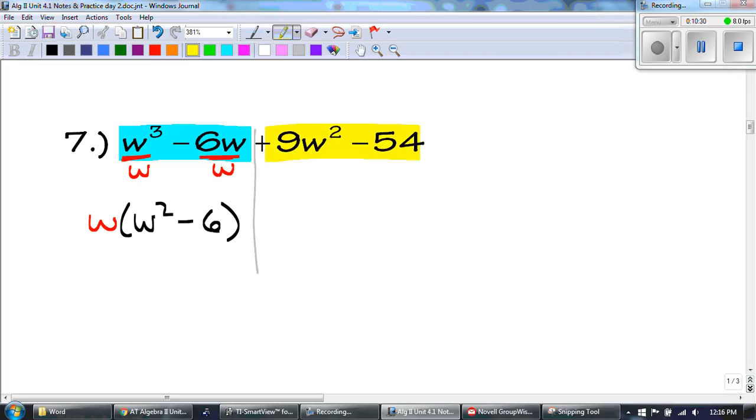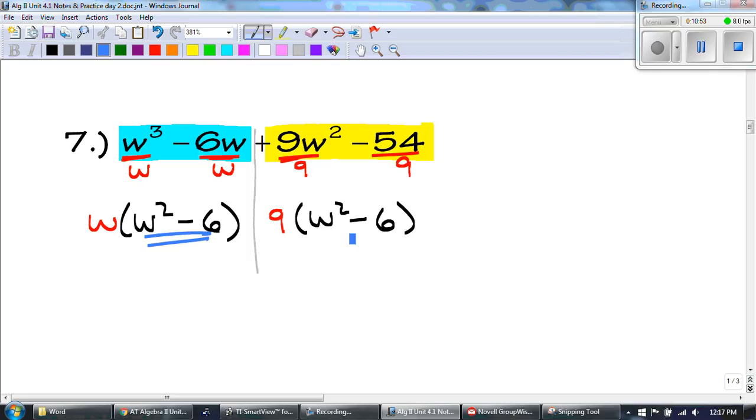Now, the yellow group, between 9 and 54, I can take out a 9. So the 9 comes out front. 9 divided by 9 is 1, so we got W squared. Negative 54 divided by 9 is a negative 6. We did it right because those match.